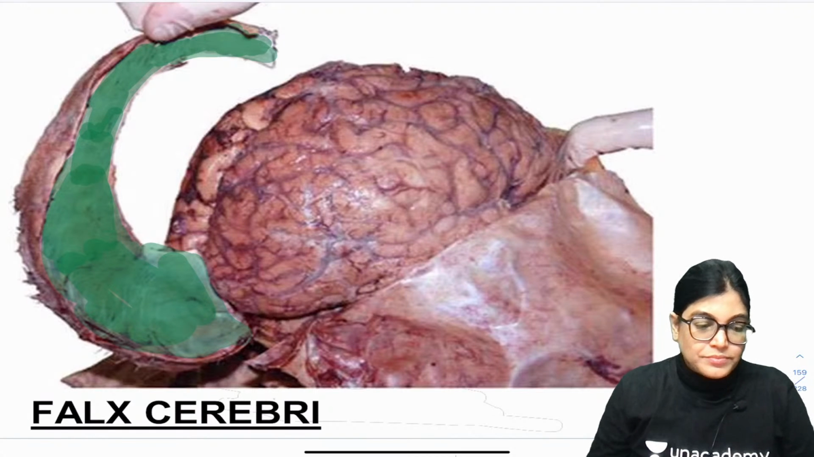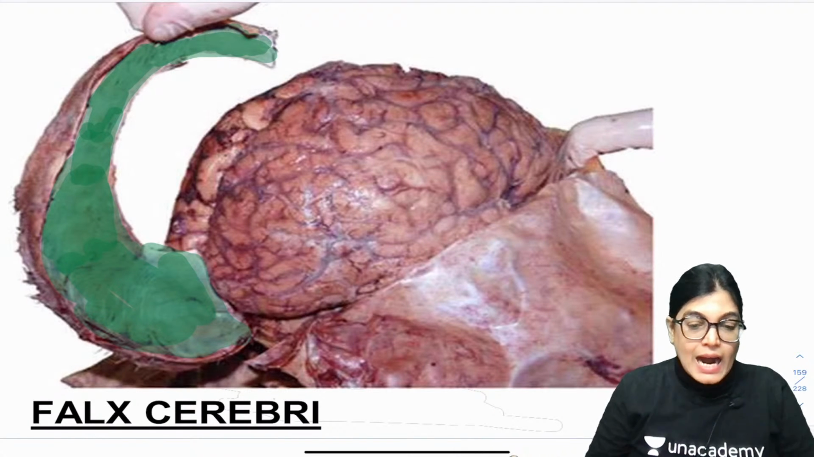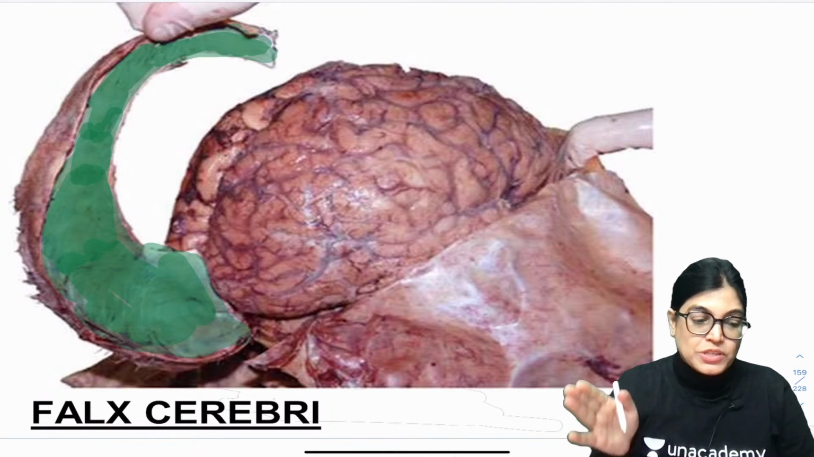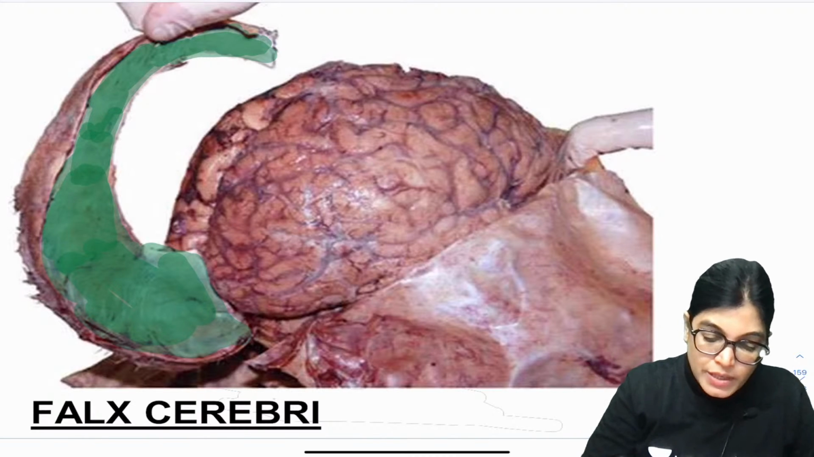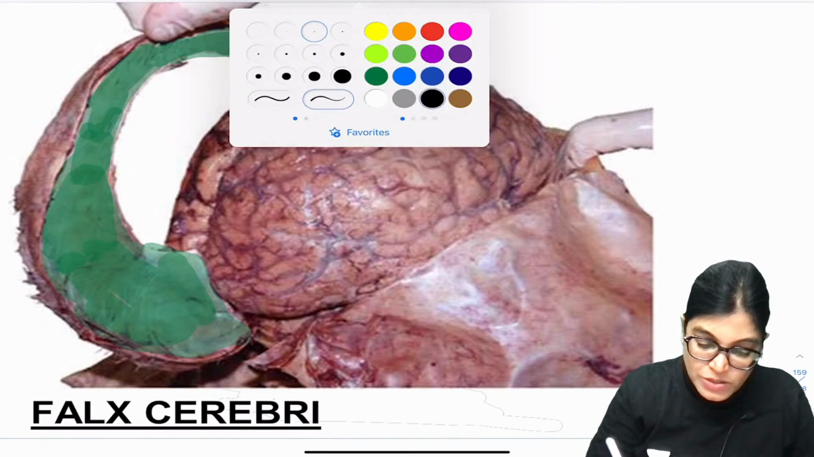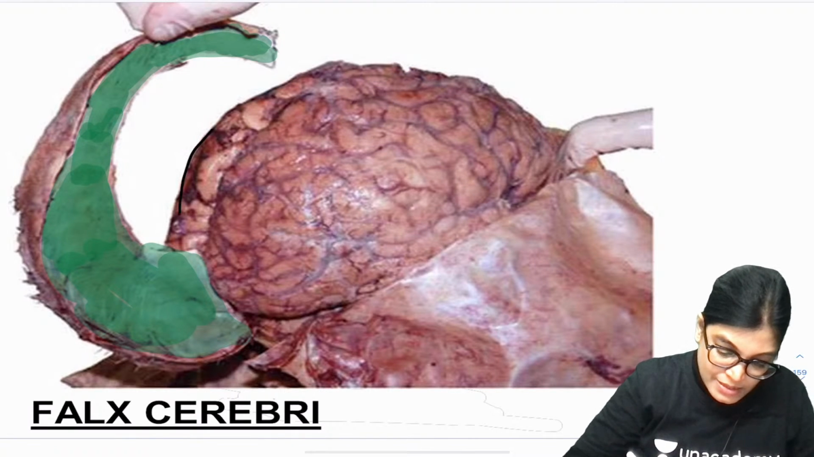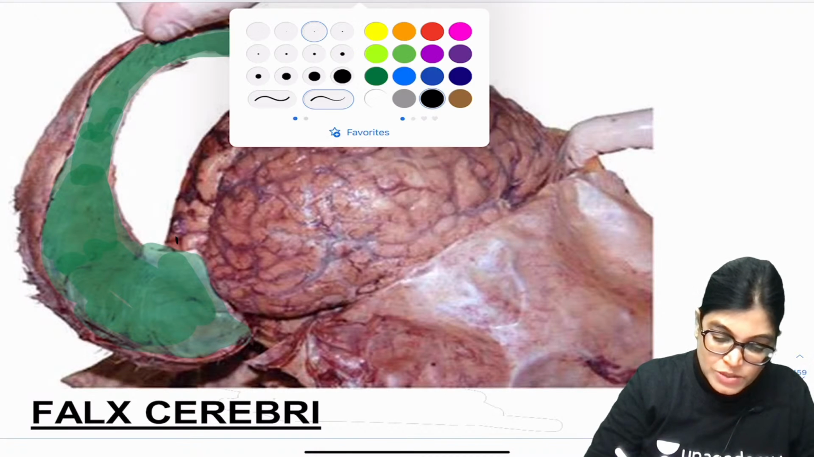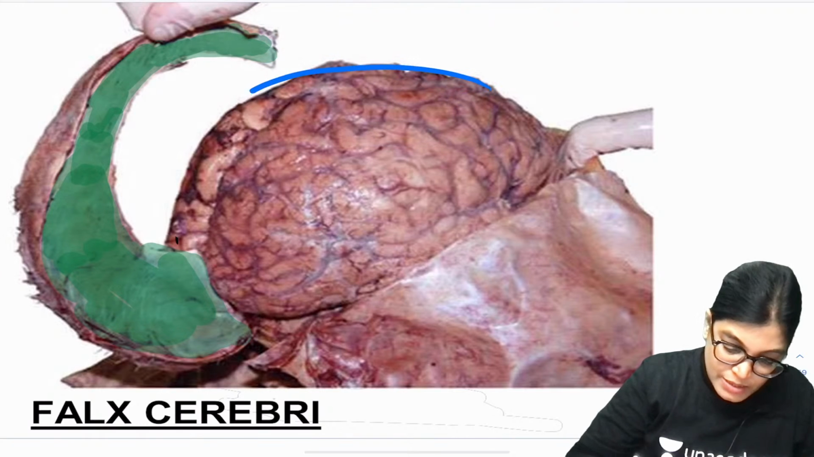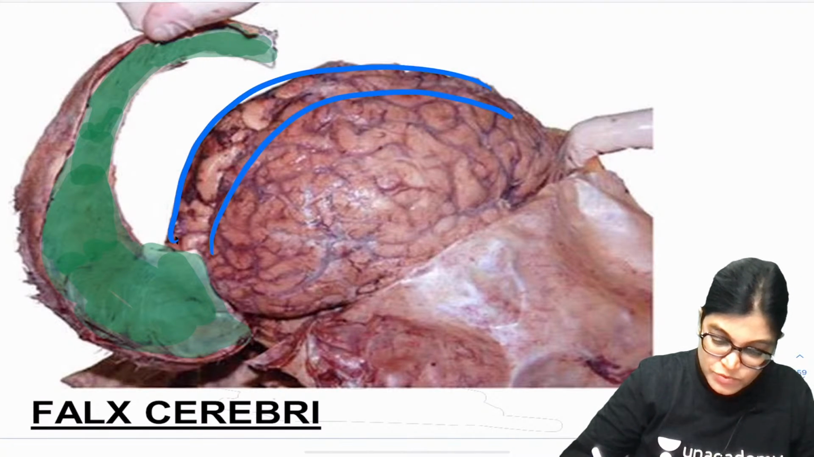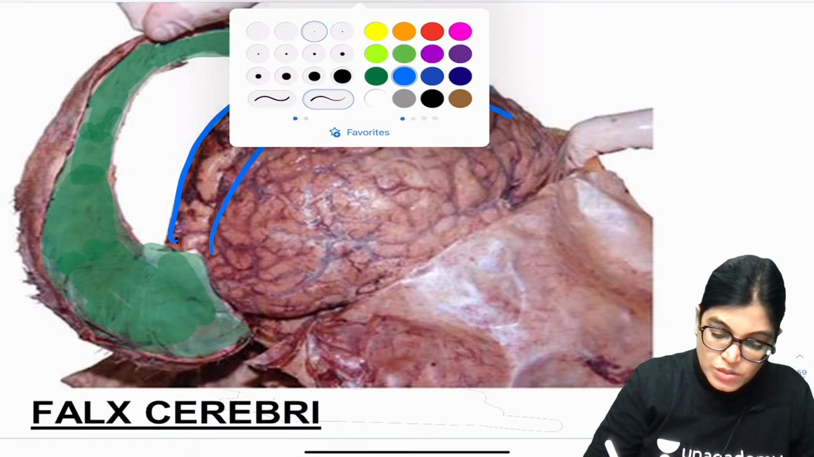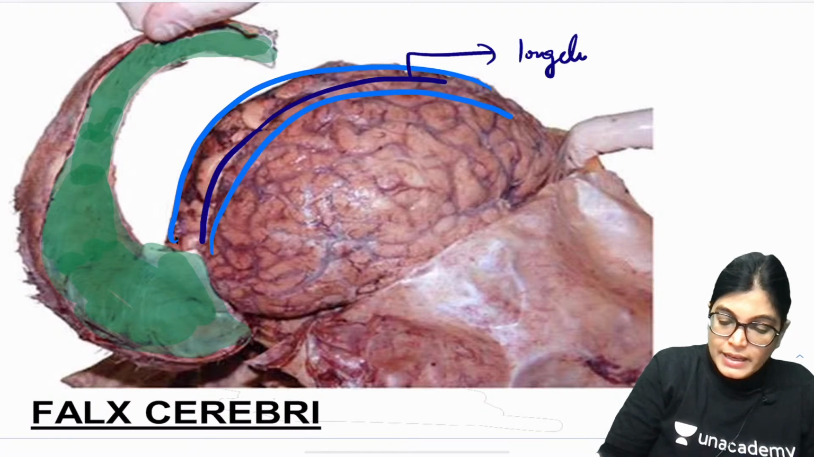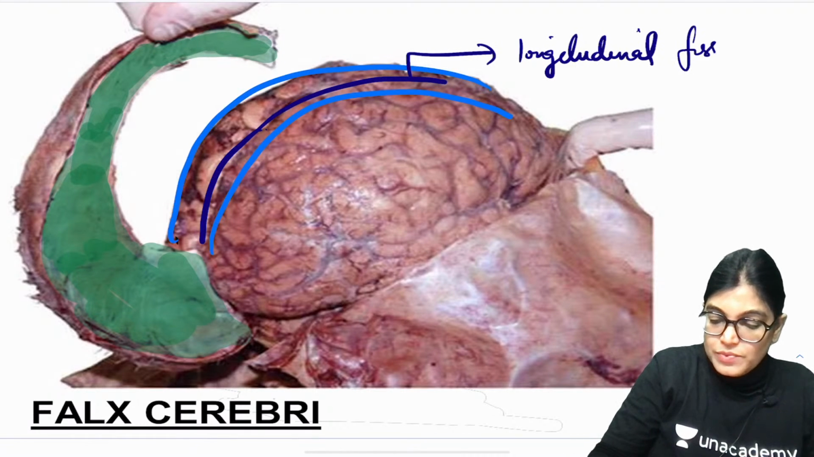So see here, the falx cerebri is a large sickle-shaped fold of dura mater which dips into the longitudinal fissure between the two cerebral hemispheres. Here you can nicely appreciate, my dear aspirants, that this is in between the two cerebral hemispheres. This is the cerebral hemisphere of one side, this is the cerebral hemisphere of the other side. So in between these two cerebral hemispheres is the longitudinal fissure, and there is dipping of the falx cerebri.